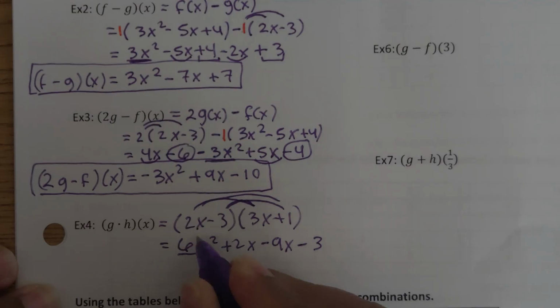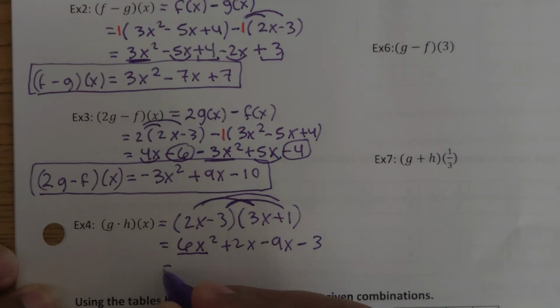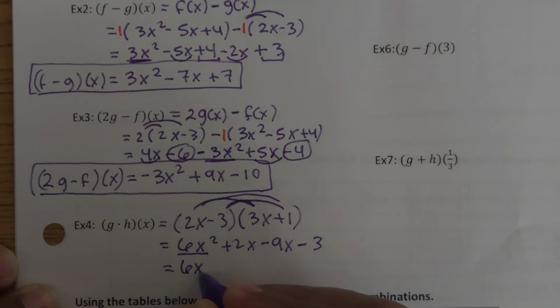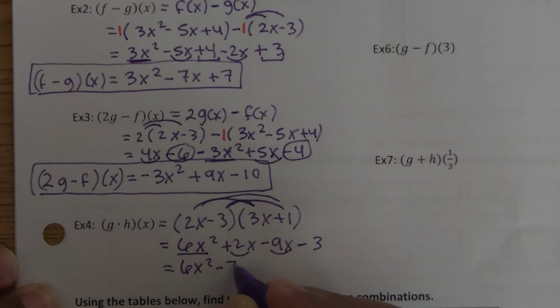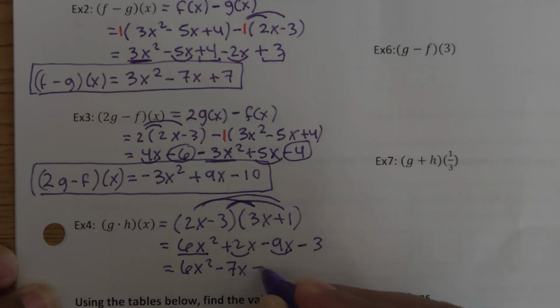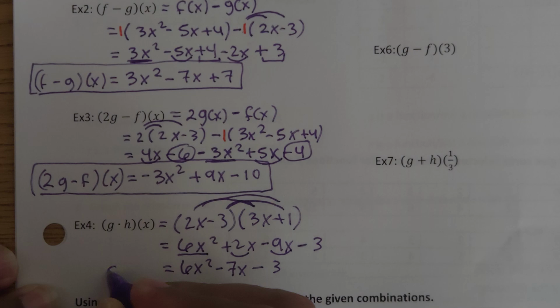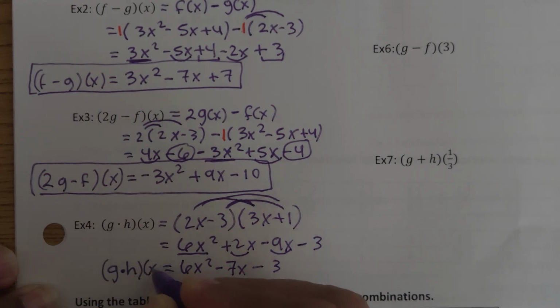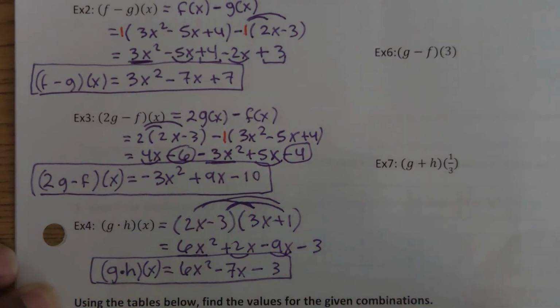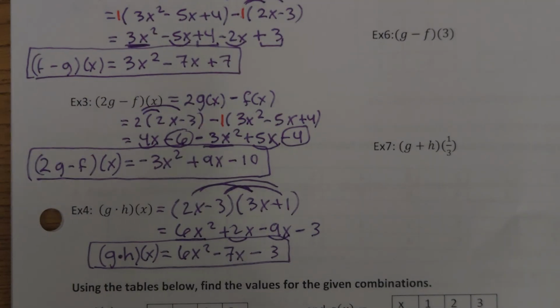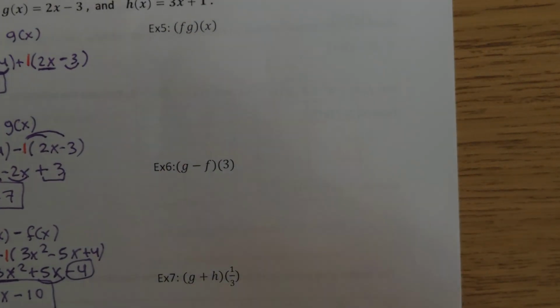So then I'm going to leave the 6x squared alone because I cannot combine it with anything else here. It's the only one that's second power. So 6x squared. And then 2x and negative 9x combine to negative 7x. And last is the minus 3. So then the product of the function g and the function h of x is equal to 6x squared minus 7x minus 3. Okay, let's move on to the next example.